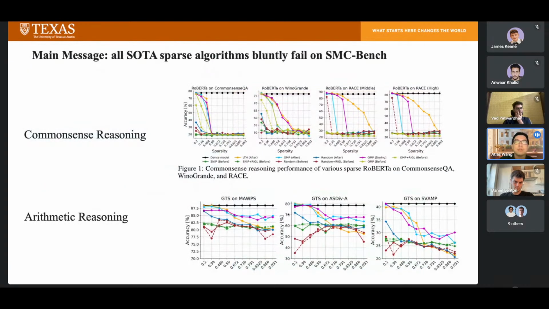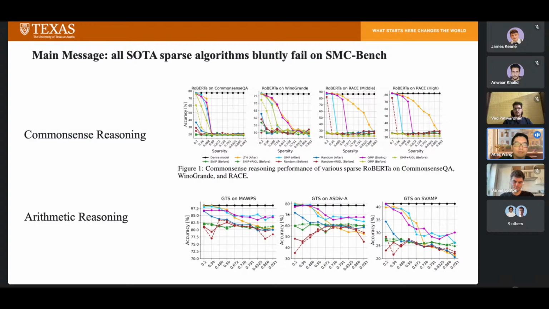I won't bother you by reading all those figures here. I will jump to the message to take home. You can always check the results in our paper. Number one message is, well, fortunately or unfortunately, almost all the SOTA pruning methods bluntly fail on those new and scaled-up benchmarks.